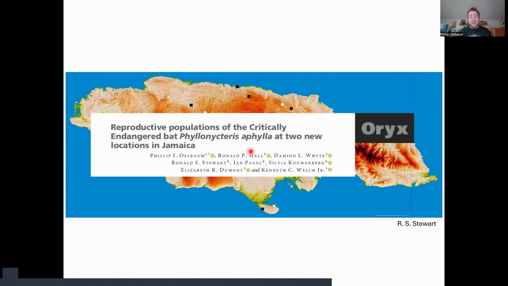We did find two new roosts of the critically endangered Jamaican flower bat. These bats, prior to my 2023 visit to Jamaica, were only known from a single roost, and it was estimated to be less than 500 individuals remaining at the single roost. But then, yeah, I traveled down there working with Ronnie Hall and Damian White at the University of the West Indies, and we caught them at two new sites, and they were pregnant females, and that was awesome and great hope for the species.